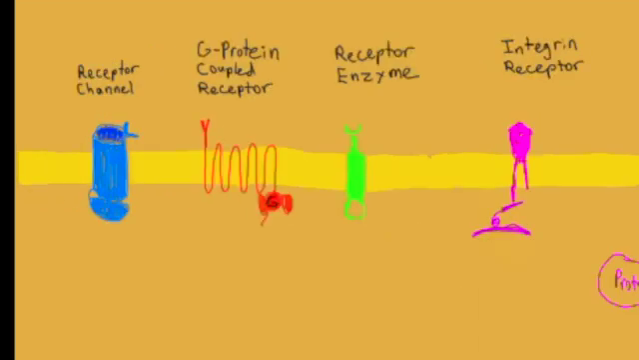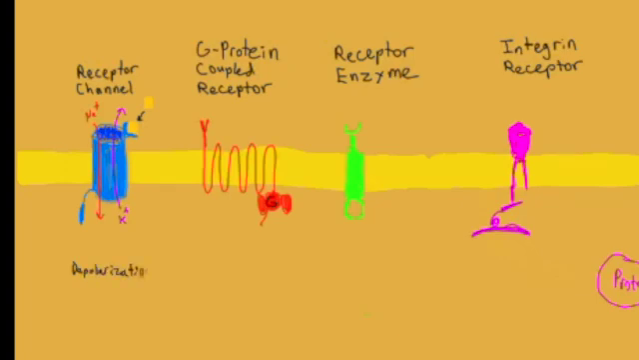Channel proteins can open or close a path through the membrane. When the channel is open, it increases the permeability of ions into or out of the cell. This creates a rapid response from the cell, often resulting in depolarization.